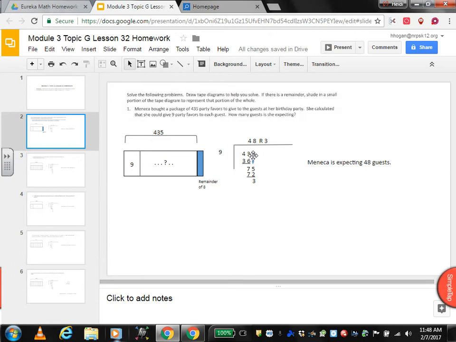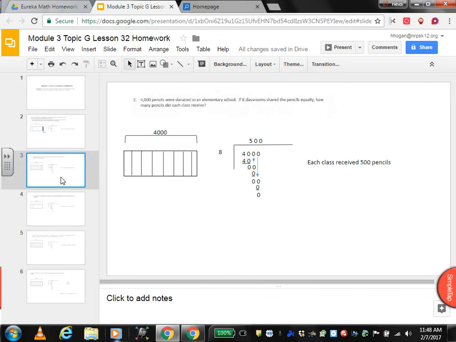So we're going to divide 435 by 9. 9 times 4 is 36. 43 minus 36 is 7. Bring down 5, 75. 9 times 8 is 72, leaving you with a remainder of 3. So Menica is expecting 48 guests. Will she have extra favors? Yes, she'll have 3 extra favors, but Menica is expecting 48 guests.